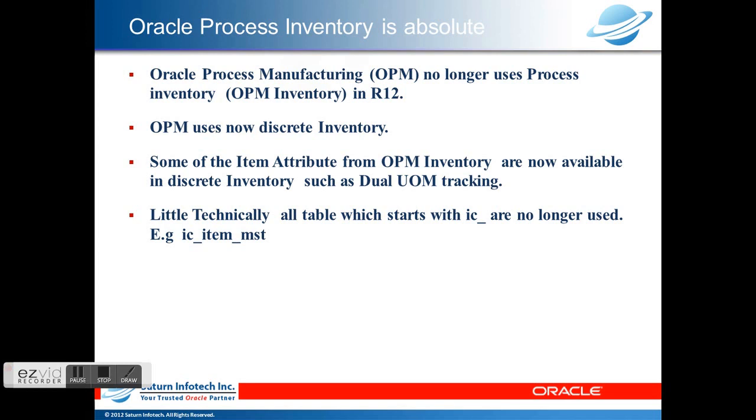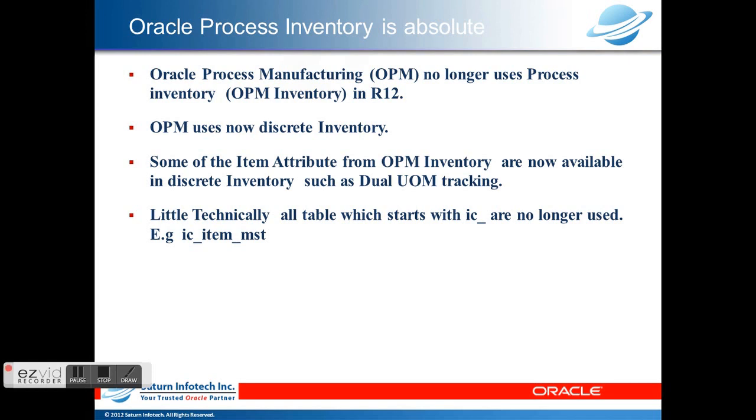Oracle Process Manufacturing, called OPM, is a group of modules which are specifically developed for the process manufacturing industry. OPM used to have the process inventory module in release 11, and that module is no longer used in release 12. Now OPM is using discrete inventory. Even though you do not have Oracle Process Manufacturing, it's really good to know that this kind of change happens. Why am I saying this?